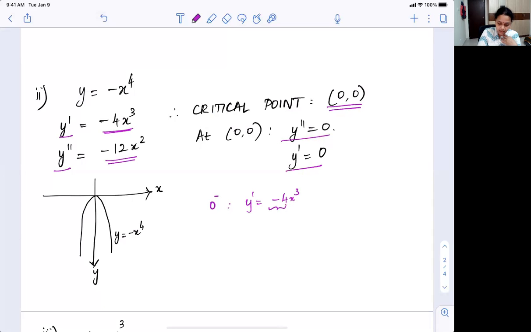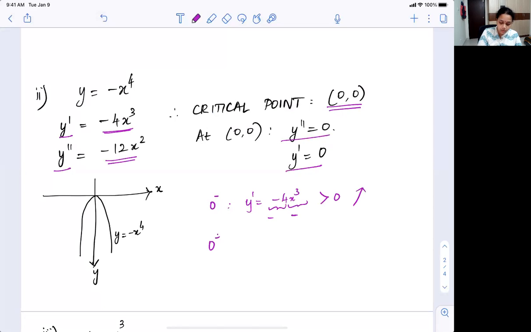So minus 4 is negative. X cubed, when x is to the left of 0, so your x is negative, so x cubed is also negative. Minus into minus is positive. Therefore, y prime is increasing to the left of 0.